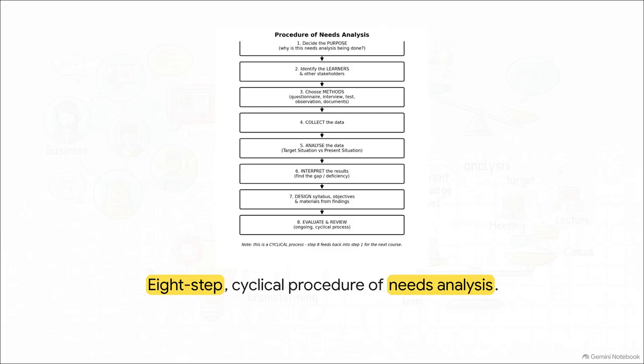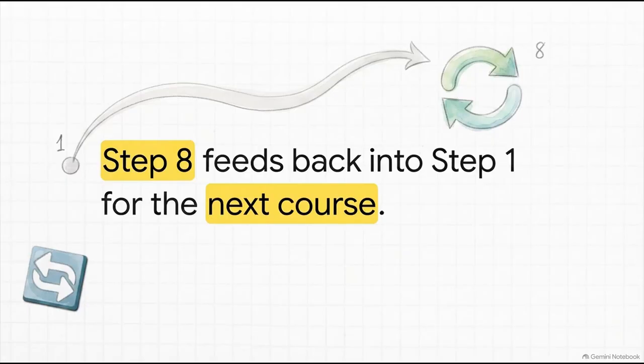Then, Step 5 is where the magic really happens. You analyze the data, stacking that target situation up against the present situation. In Step 6, you interpret those results to pinpoint the exact deficiency. And it's only then, at Step 7, that you finally get to design the syllabus, write the objectives, and pick your materials based purely on the evidence. And please don't miss Step 8, evaluate and review.